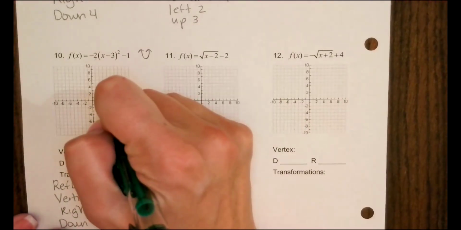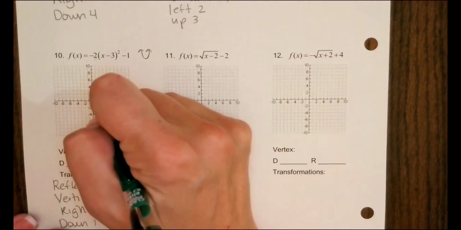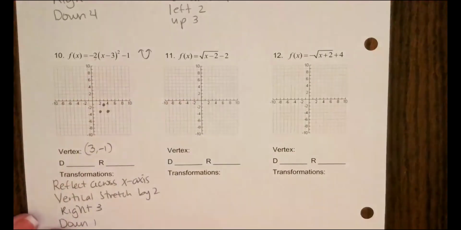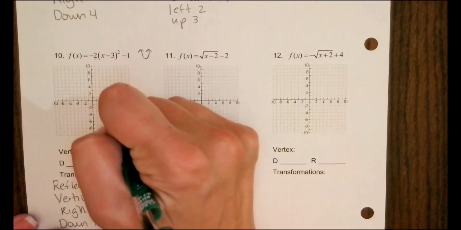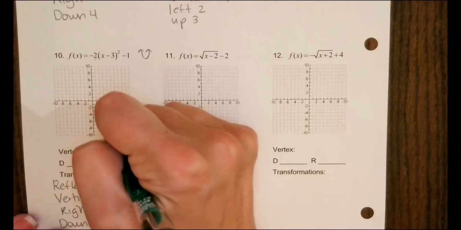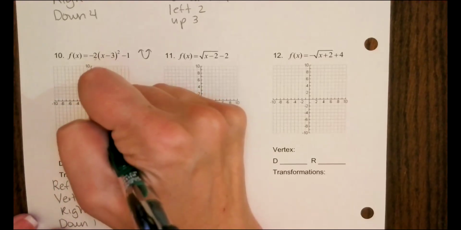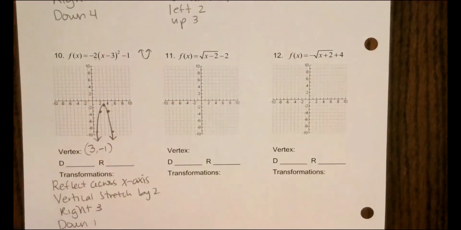Now, instead of going 1 and 1 like the parent function does, it would go 1 and 2 because that vertical stretch is multiplying those y values times 2. Instead of going over 2 and 4, it would go to 8. And so we end up with a quadratic that looks like this.